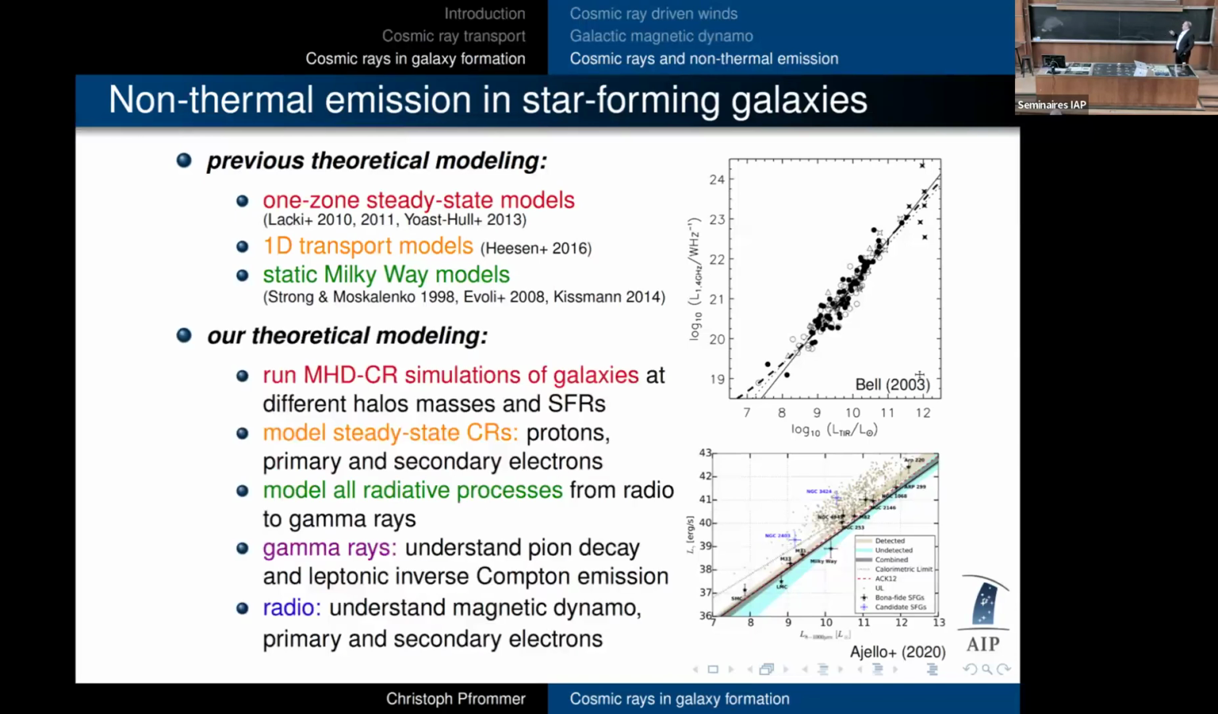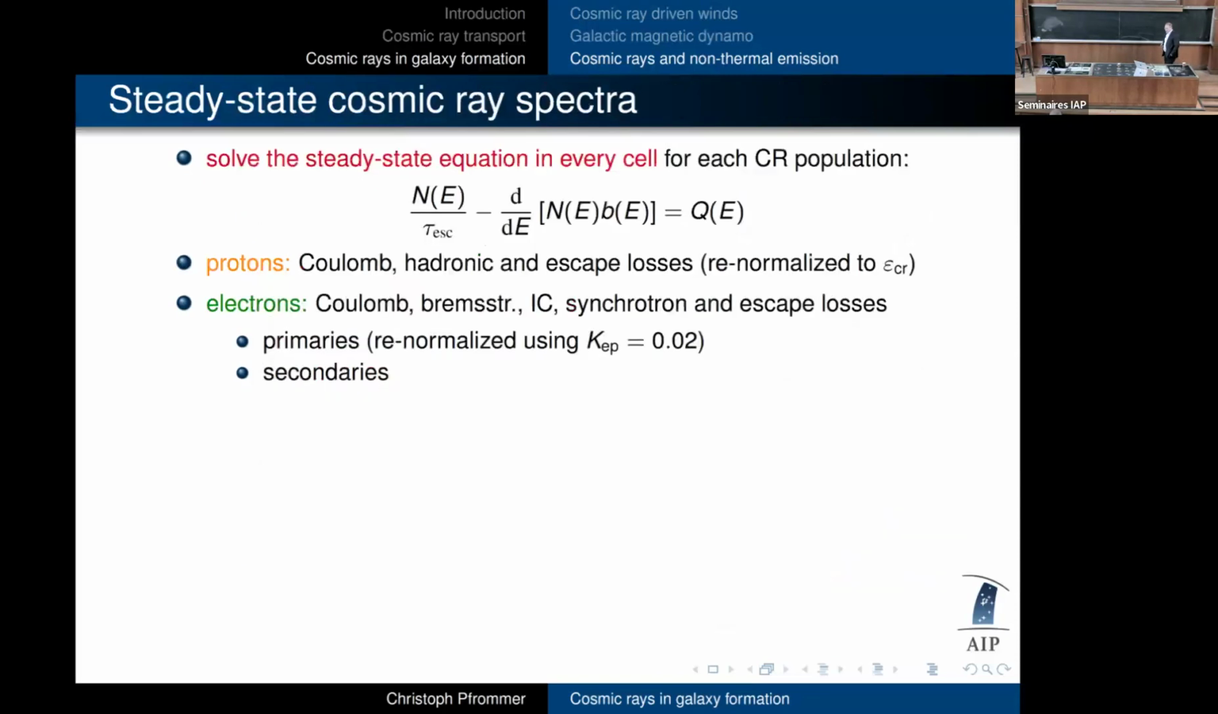And to understand this, we run MHD cosmic ray simulations of galaxies of different halo masses and star formation rates, model steady-state cosmic rays, protons, primary and secondary electrons, and model all radiative processes. And today I focus on the radio part to understand the dynamo and the electrons.